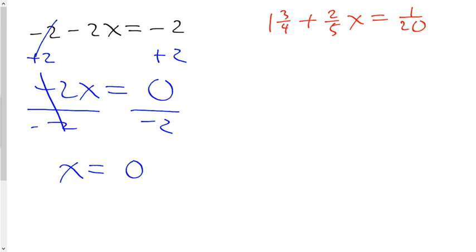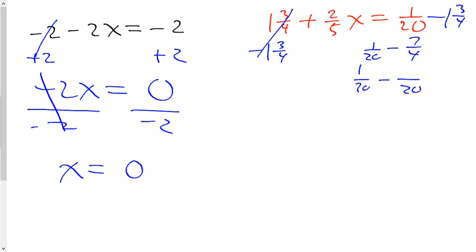In your next question, you're going to subtract 1 3/4 from both sides. When you subtract mixed fractions, it's easier to change them to improper. Then find a common denominator. Then find an equivalent fraction.